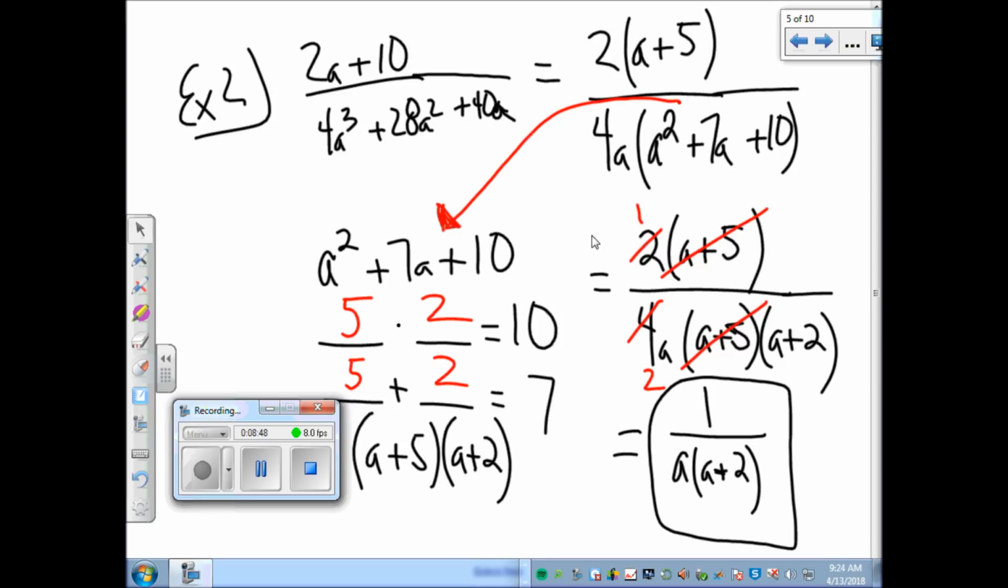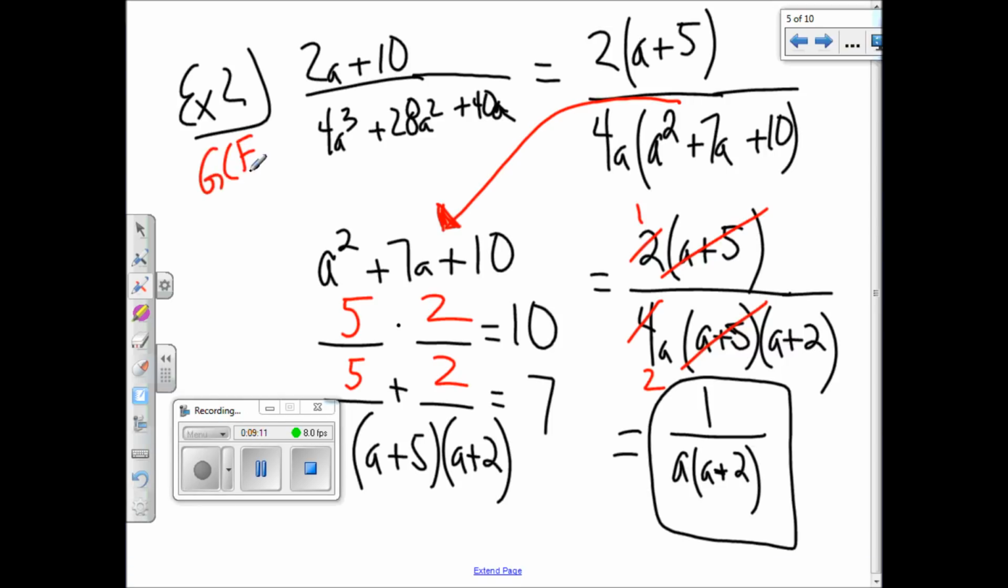The downstairs is a little messier. The first thing I did before I said to myself, oh, I know, I'll multiply front end times back end. No, don't do that. Make it easier on yourself. See if there's stuff you can take out first before you just start multiplying front end times back end. What I was able to take out of the downstairs was, let me write this on the side, a GCF of 4a. All right, see that?